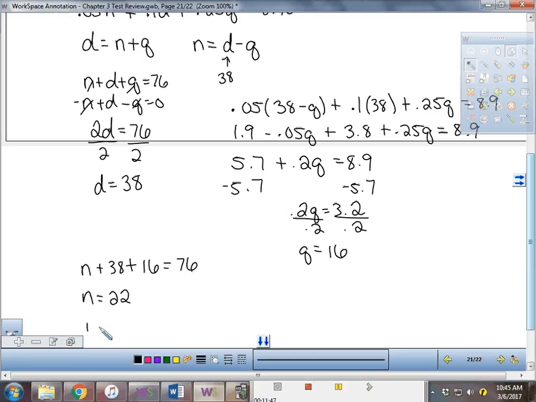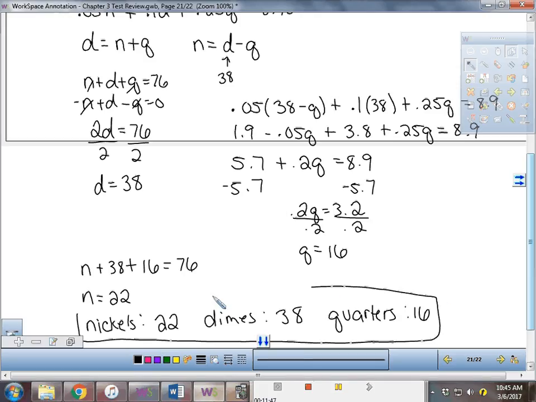So nickels, there are 22 of those. Dimes, there are 38. And quarters, there are 16. That was kind of an odd problem.